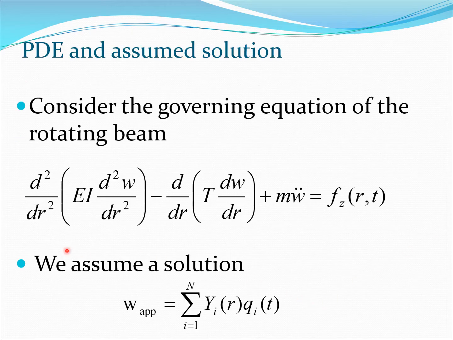So let's start with our governing differential equation for the rotating beam. So we have the flexural term, we have the centrifugal stiffening term, the inertia term, and we have the forcing. Now we presume a solution, so we call it W subscript app, and this solution is typically expressed as a series, i equals 1 to capital N, Y_i(r) q_i(t). So essentially we assume the solution to have a spatial part and a time dependent part, and we assume n series for this particular function.